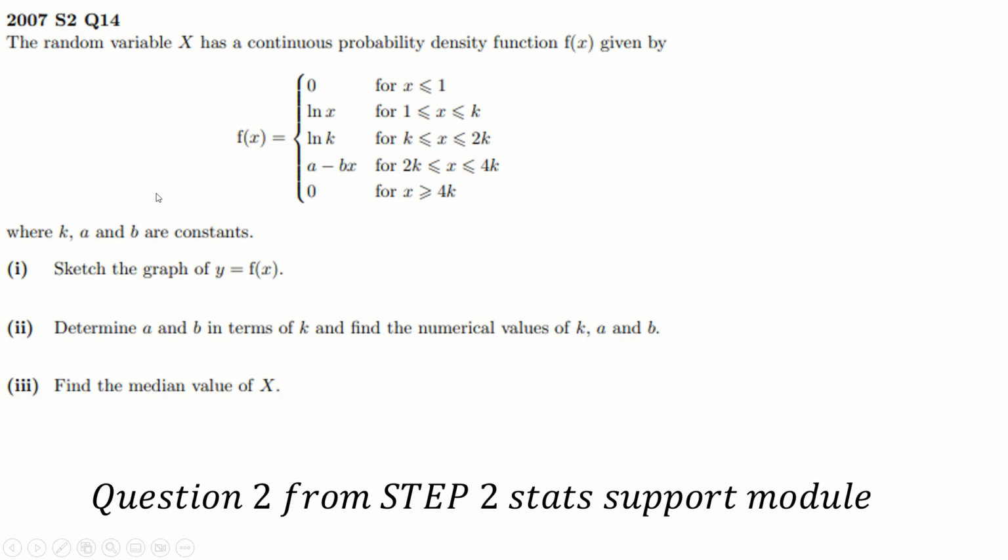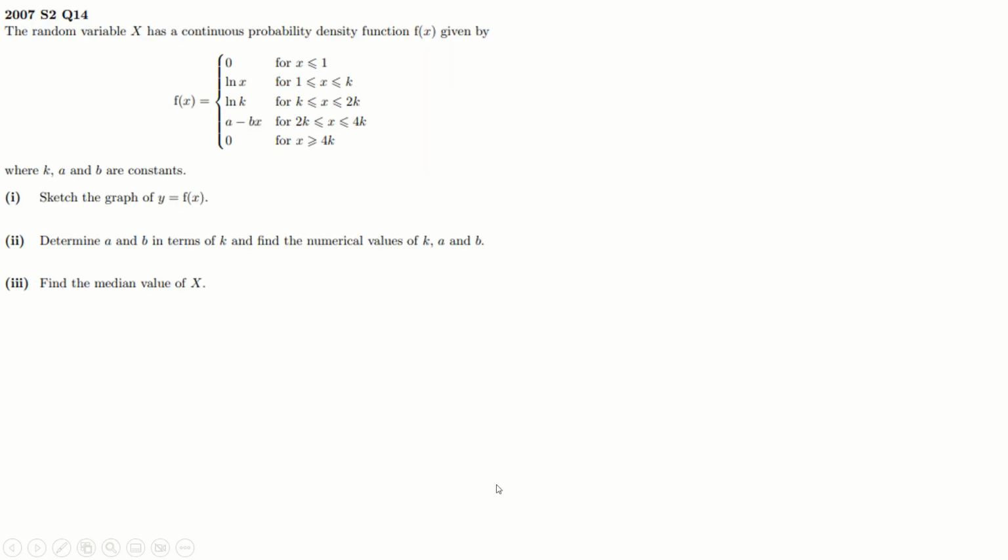Step 2, Statistics, 2007, question 14. It's question 2 from the Step 2 Stats Support module. So, okay, we have a function with continuous probability density. The fact that it's continuous is going to be important because it tells us to sketch it.